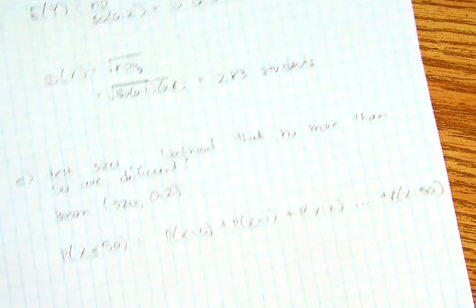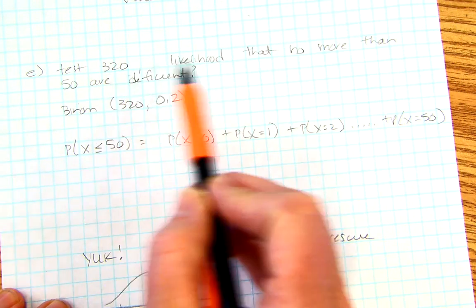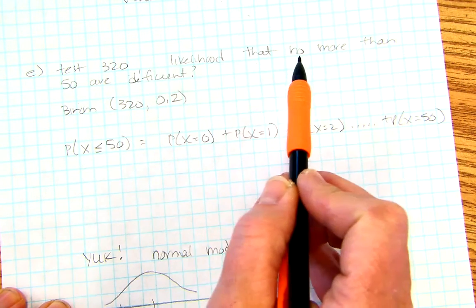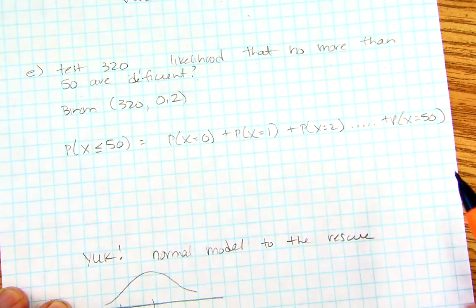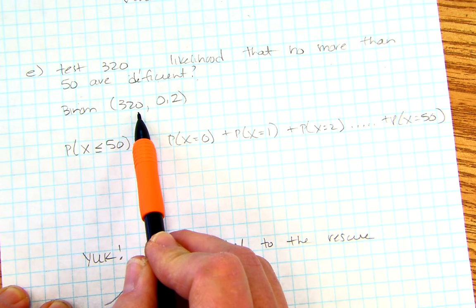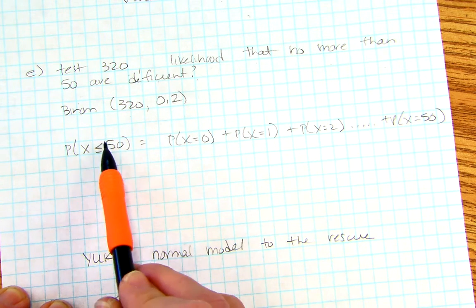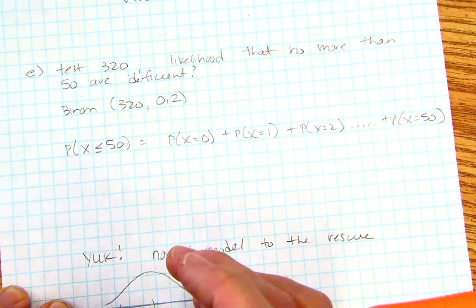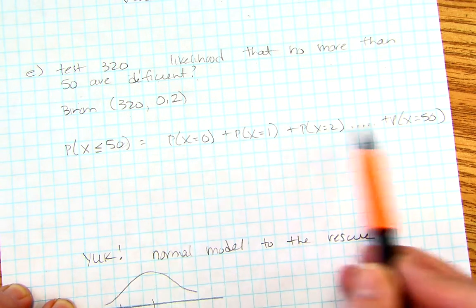Now here's where we might need to use the normal model. So in this case, we're going to test 320 students. What's the likelihood that no more than 50 are deficient? This is going to cover a few things. So here's my binomial model. Now I have 320 students, and again, the likelihood of success is 0.2. And I'm looking for the likelihood that no more than 50, so that, I believe, is less than or equal to 50 students. So this goes back to the binomial model.